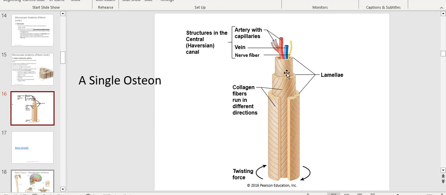And that's all part of it, because if you had them all going the same way, that would actually weaken the bone. But now they're all in different directions. Wherever one would be weak, the next layer will be strong because it's running in the opposite direction. So you'll see how it works. Have a look at your arteries, capillary, your vein, and your nerve fiber. Good stuff.